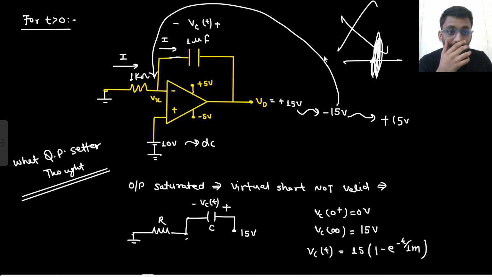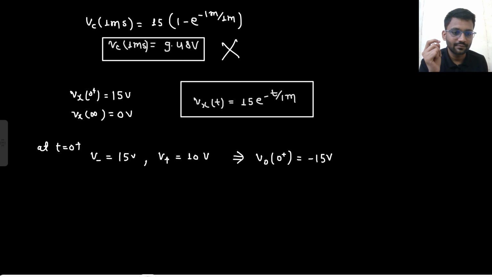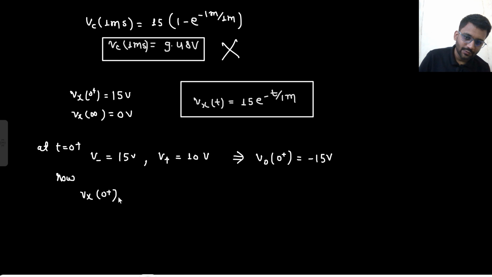Did you understand this point or not? Okay, so this is what I am going to write now. So now V naught is minus 15. Vx at 0 plus would become minus 15 volt. So what does that mean? V negative is at minus 15 and your V positive is at 10 volt. What does that mean? That your V naught positive will be plus 15 volt.